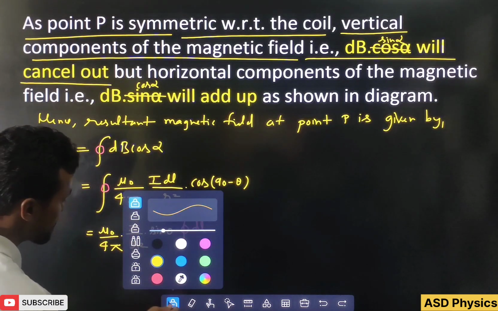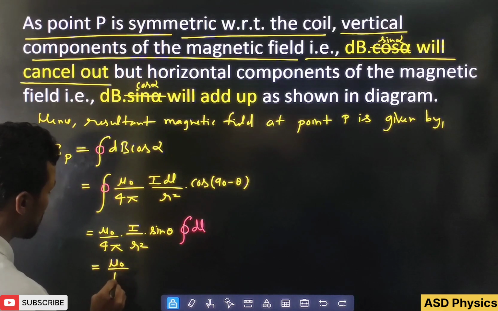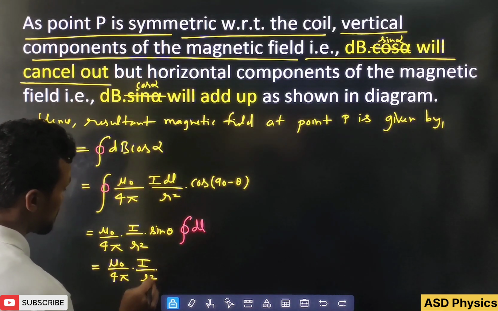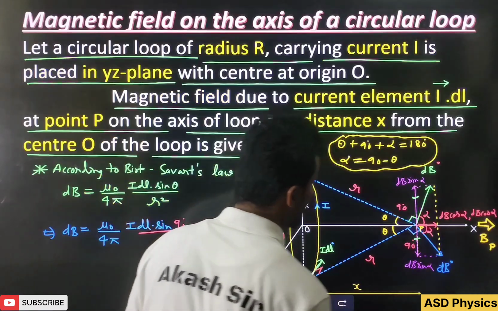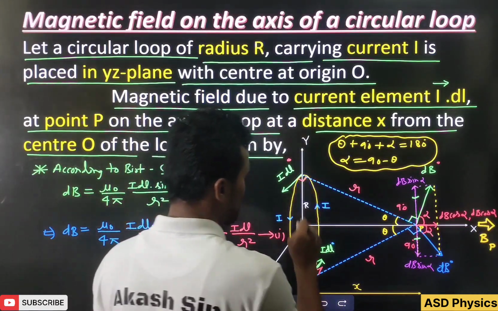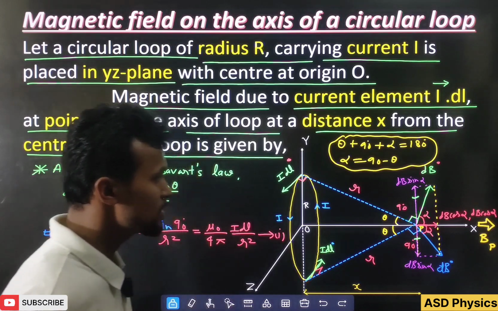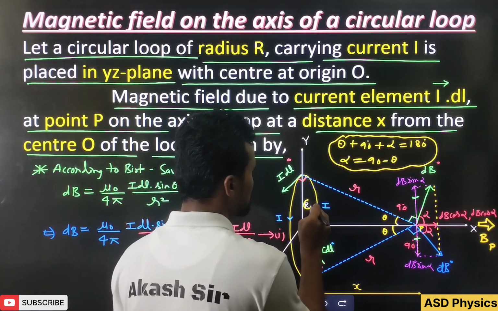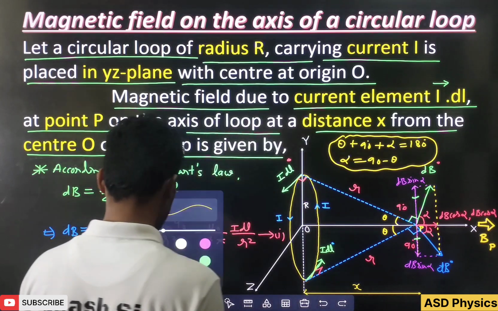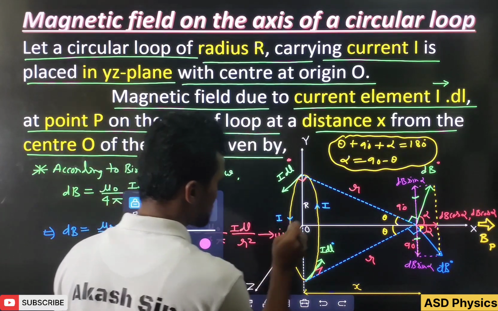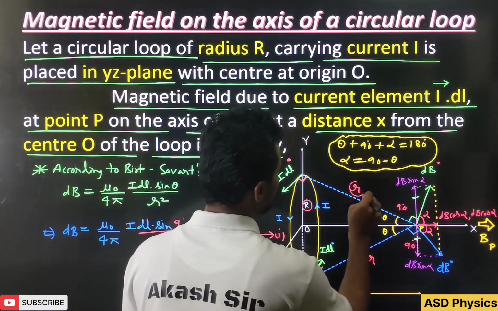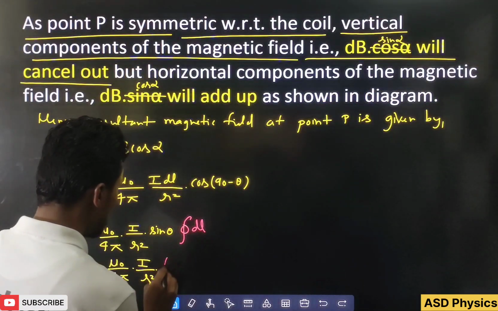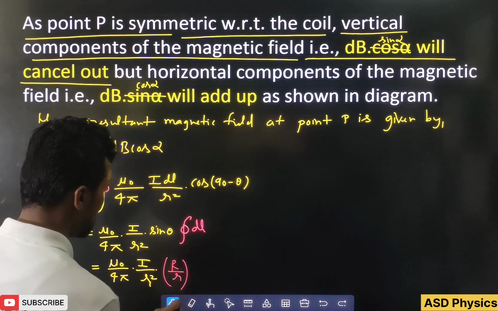Now what will happen? Kindly see, it will become mu naught by 4 pi into I by r square into sin theta. Now if I talk about this triangle, sin theta means perpendicular by hypotenuse. So my perpendicular is this R, and the hypotenuse is small r. So I can write here capital R by small r.